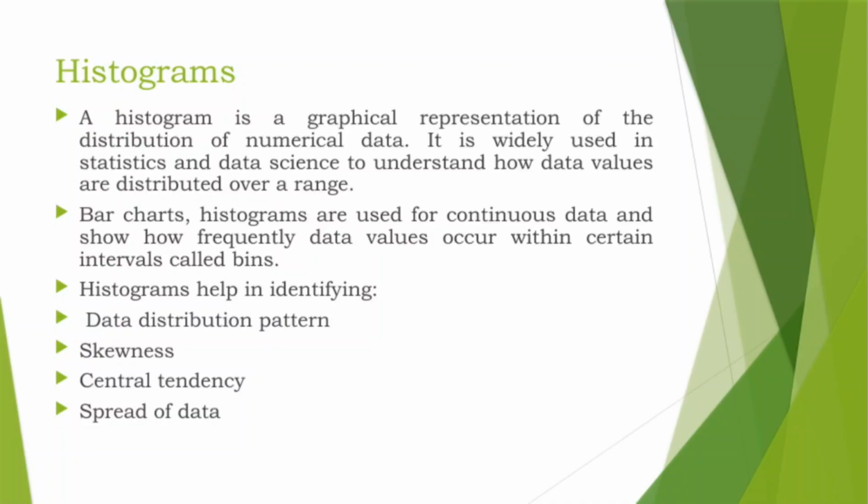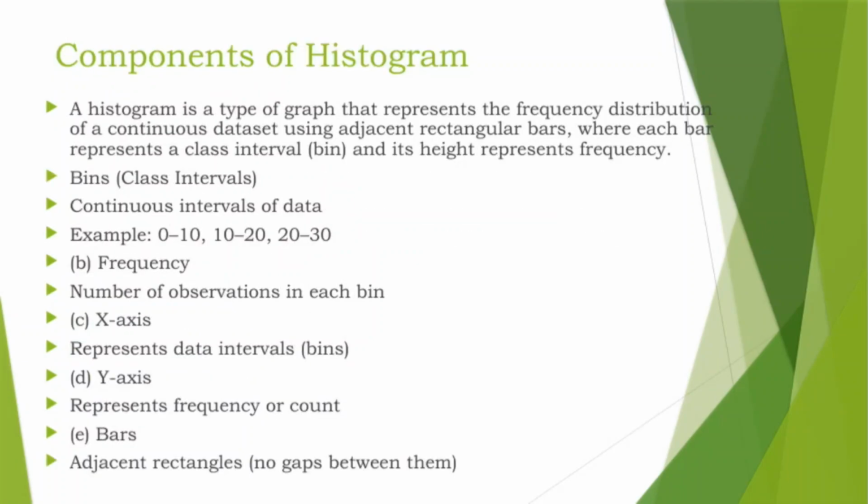Unlike an ordinary bar chart, where bars are separated by gaps to represent different categories, the bars in a histogram touch each other because the data belongs to continuous intervals known as class intervals or bins. Each bar represents the number of observations that fall within a specific range of values, making it easier to understand how data is distributed across different intervals.